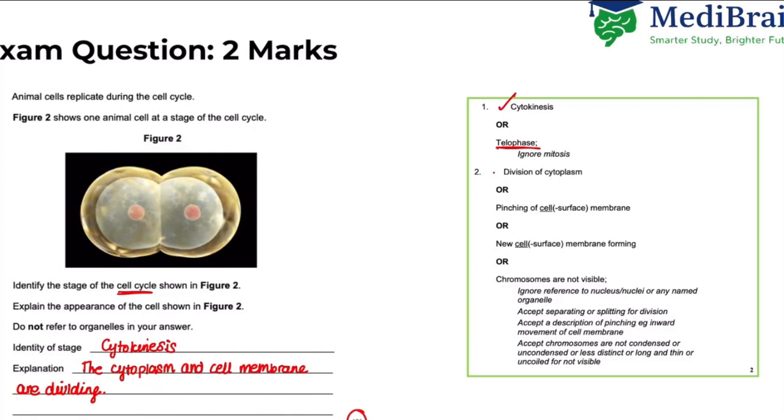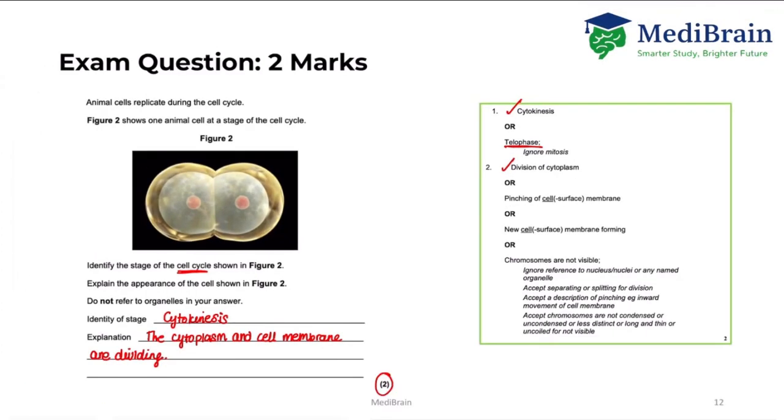It says division of cytoplasm, which we said. You could have said pinching of cell surface membrane, or new cell surface membrane also forming. Chromosomes not visible. As you can see, the chromosomes are not visible. In telophase and cytokinesis, your chromosomes are going to sort of uncondense and go back to become invisible as well. So if it needs to go through mitosis again, then it can condense again to become visible. Okay, but if you've said cytokinesis and what cytokinesis actually does, you would get your 2 marks.